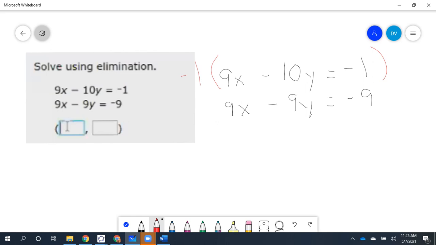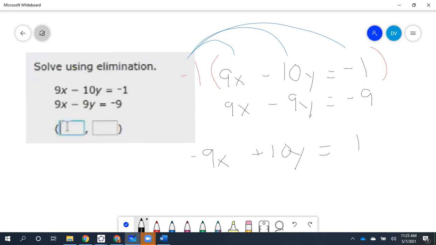Okay. So we're going to rewrite both problems. The first one will actually get changed. And let me make a little line here. That means we're going to multiply negative 1 times the 9x, times the negative 10y, and also times the negative 1. Right? So negative 1 times 9x is negative 9x. Negative 1 times negative 10y is positive 10y. And negative 1 times negative 1 is positive 1.